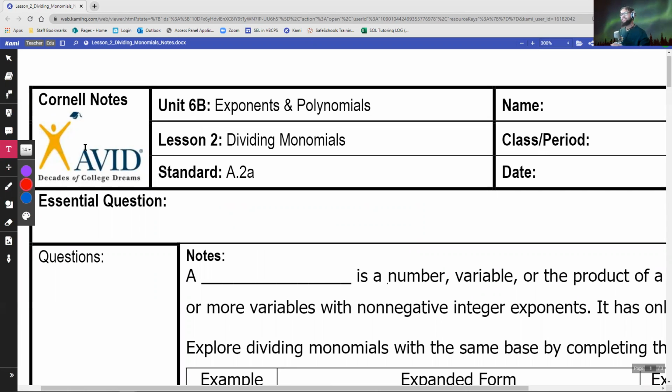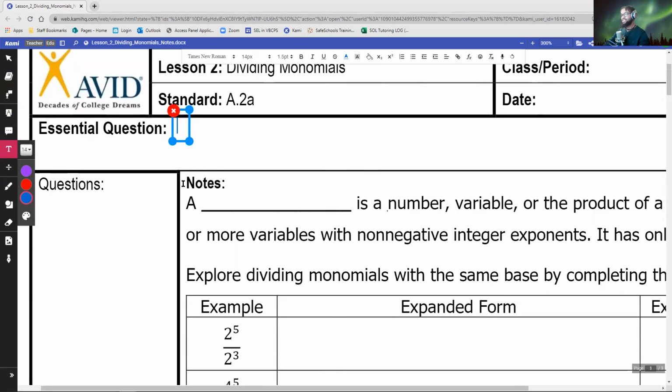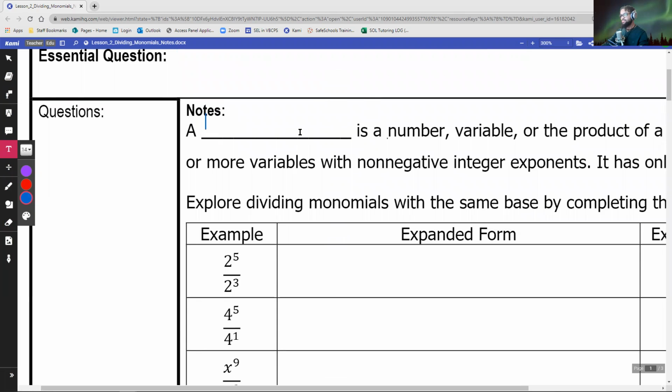All right, and like I said, this set of notes is going to pick up right where the last one left off. And in fact, the essential question is, for the most part, the same. How can I use operations to simplify my monomials and whatnot? And even this first section of notes is the same right here.